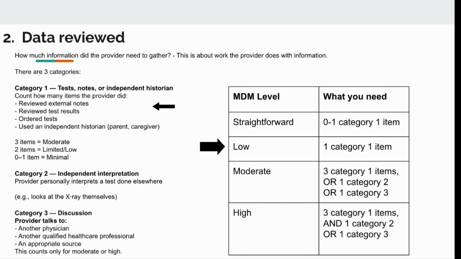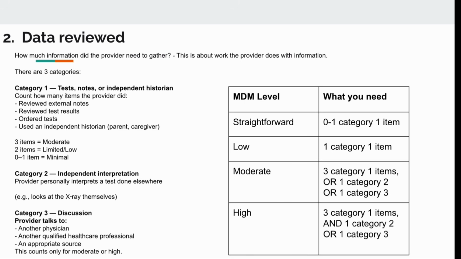If the MDM level has to be moderate, then there should be 3 category 1 items, that is, from category 1 there should be 3 items, and there should be 1 item from category 2 or 1 item from category 3. Next, if the MDM level has to be high, then there should be 3 items from category 1, 1 item from category 2 or 1 item from category 3. So using this table, we can easily determine the MDM level for this data reviewed element.